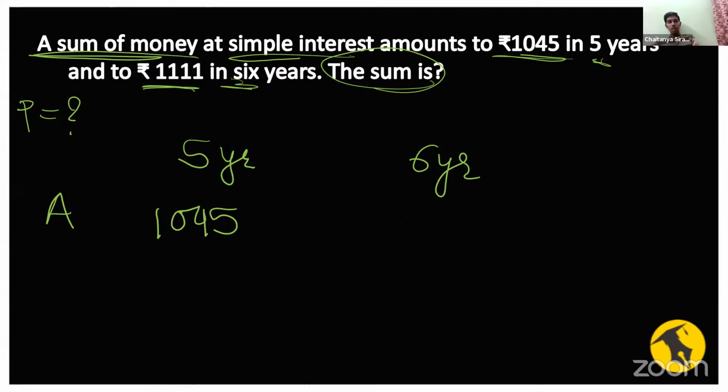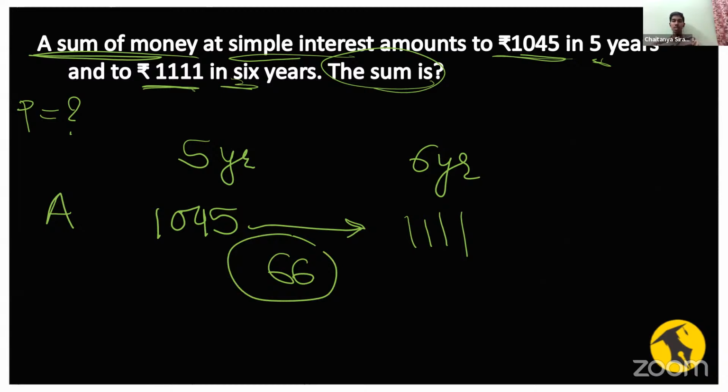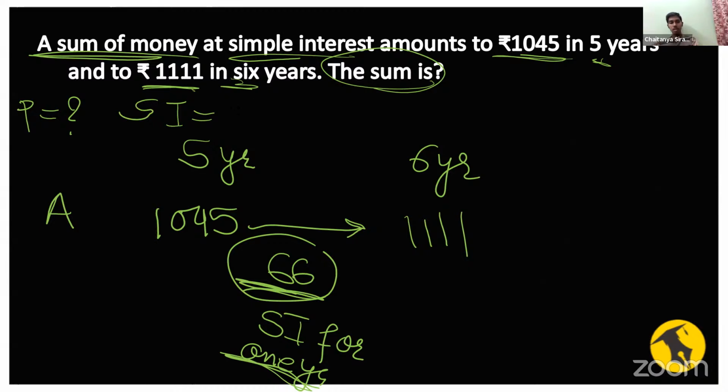Amount is 1045 and 1111. So what is the difference between these two? That is 66. Yes. So 66 is my simple interest for 1 year. Now you very well know that simple interest is consistent across all years. Let it be the first year or 10th year, the simple interest is always the same. Now you know the simple interest, it is 66.